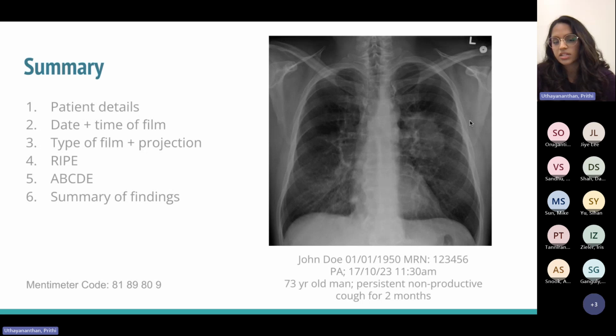So in summary, this is an erect PA chest X-ray with a single large irregular mass in the left perihilar region. Does anyone want to venture and give a diagnosis that they might think? It's a 73-year-old man with a persistent non-productive cough for 2 months. It's all right if you get it wrong, it's fine. We really didn't know anything at this time last year either. So if anyone wants to guess.